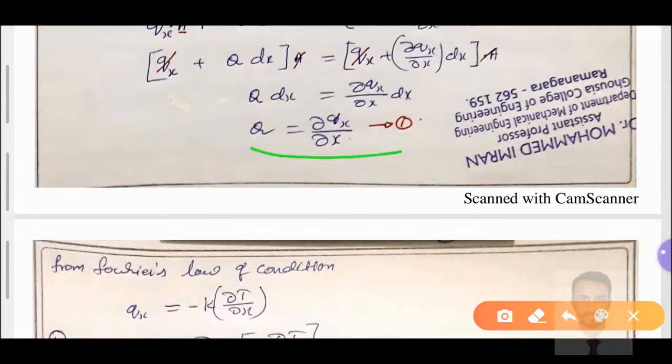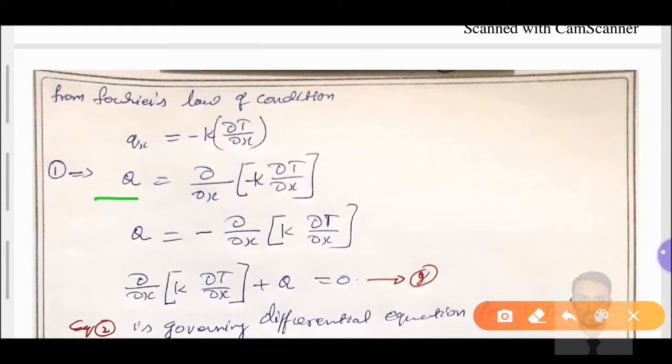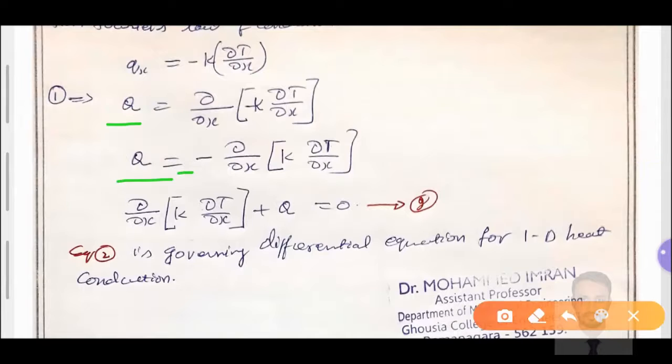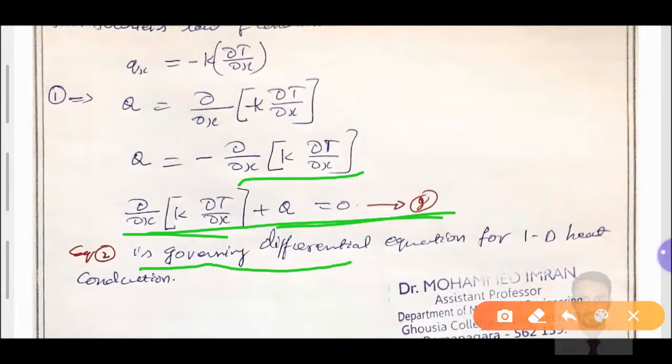In equation number 1 we get Q is equal to dou by dou x of q. The q value becomes minus k dou T by dou x. Then we have Q equal to, taking the minus sign outside, minus of dou by dou x into k into dou T by dou x. Then rearrange this equation: take this to the left hand side, and we get dou by dou x of k dou T by dou x plus Q is equal to 0. Call it equation number 2. This equation number 2 is the governing differential equation for one-dimensional heat conduction.